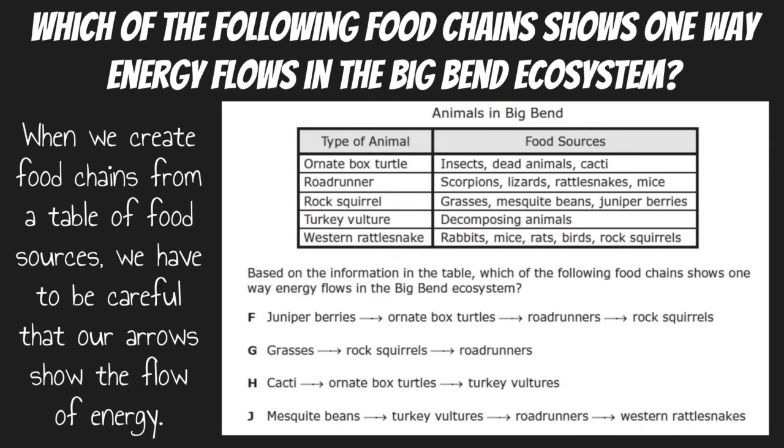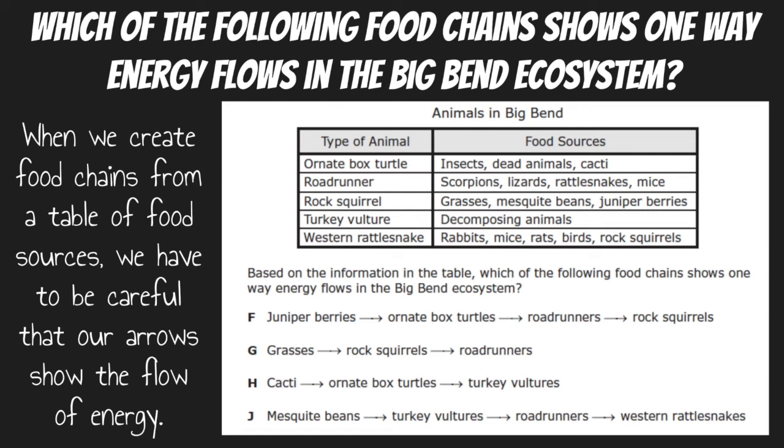So which of the food chains below show us one way the energy flows in the Big Bend ecosystem? So when we look at creating food chains from a table of food sources, we have to be careful that our arrows show the flow of energy. So there are a couple different food chains to look at. So there's F, juniper berries give energy to ornate box turtles, which give energy to roadrunners, which give energy to rock squirrels. So looking at that, juniper berries give energy to ornate box turtles.